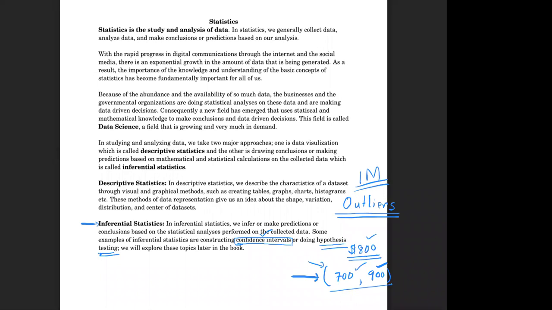For example, you're claiming Hartnell students make $800 a month. That's your claim. Now, is it something valid? You can test it by doing hypothesis testing. So this is more along the line of inferential statistics.